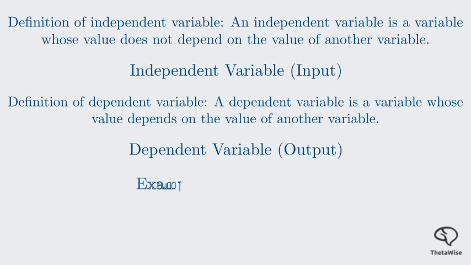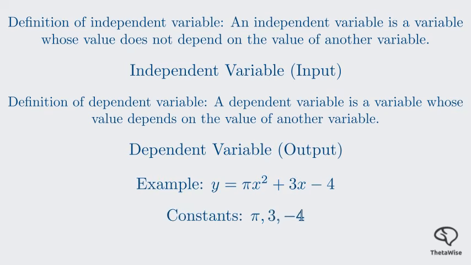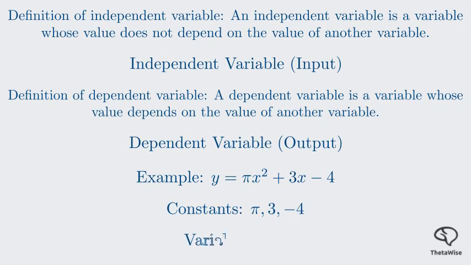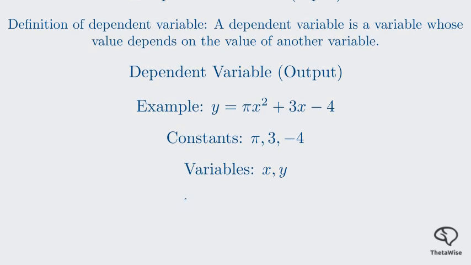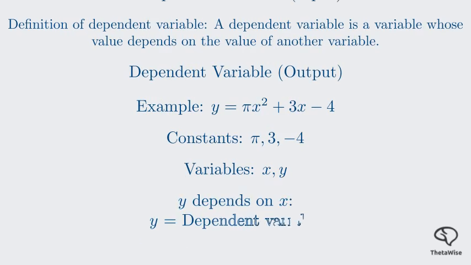Let's look at an example, the equation y equals pi x squared plus 3x minus 4. In this equation, pi, 3, and 4 are constants. They have fixed values. The letters x and y are the variables, meaning their values can change. If we choose a value for x, we perform some calculations, and we get a value for y. So, the value of y is entirely determined by the value we choose for x. This makes y the dependent variable, and x the independent variable.